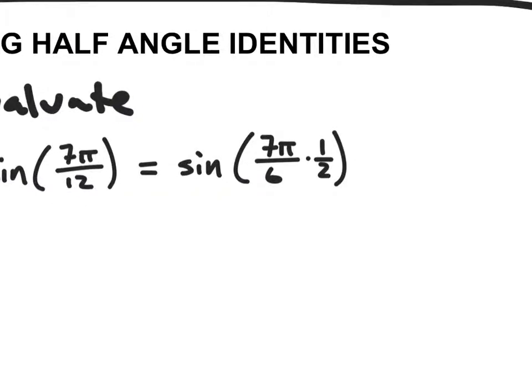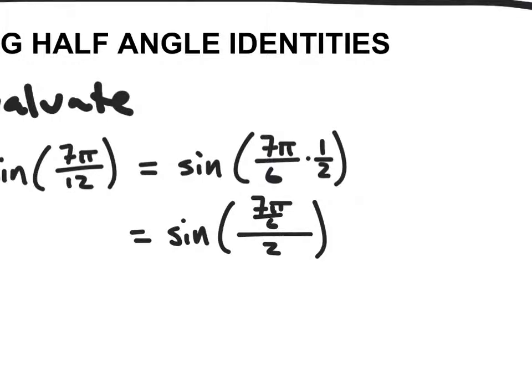Okay, so let's do this. Let's rewrite this as sine of 7 pi over 6 all over 2. Okay, and that tells me that I'm going to use my half angle identity on this. All right, so for that, theta in this case is going to be 7 pi over 6.